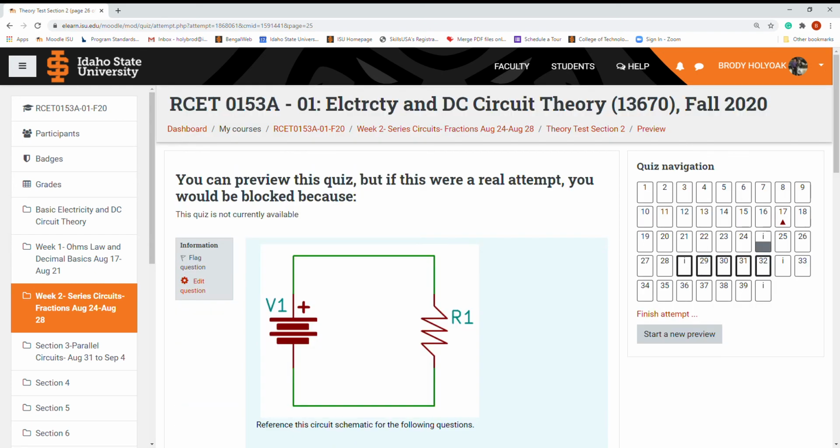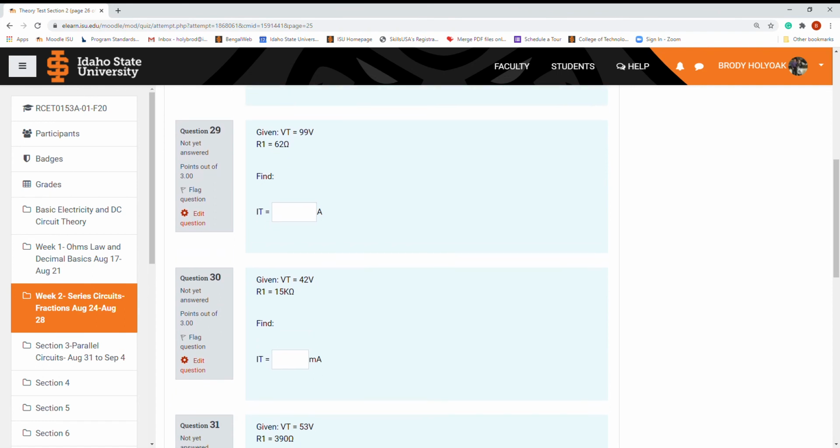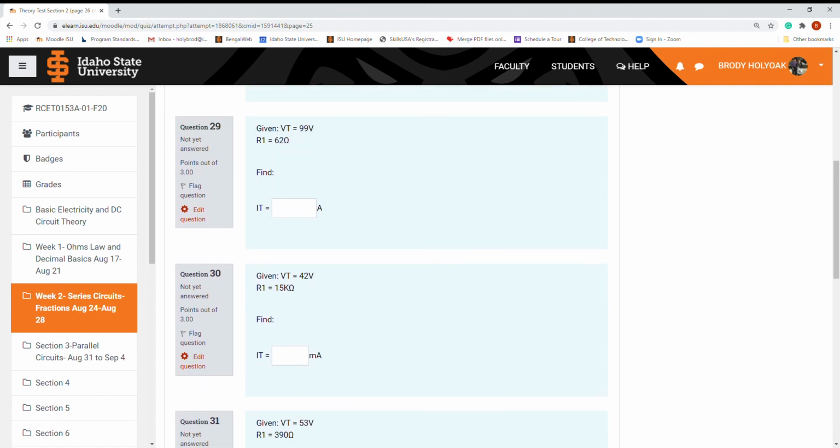Okay, these next 4, we're going to be solving for current. So let's just solve for this first one right now. What is the formula for current? Okay, current is voltage divided by resistance. 62 ohms. So 99 volts and 62 ohms. 1.5 amps. I put that in and put it wrong. Did it? Yeah. Okay.